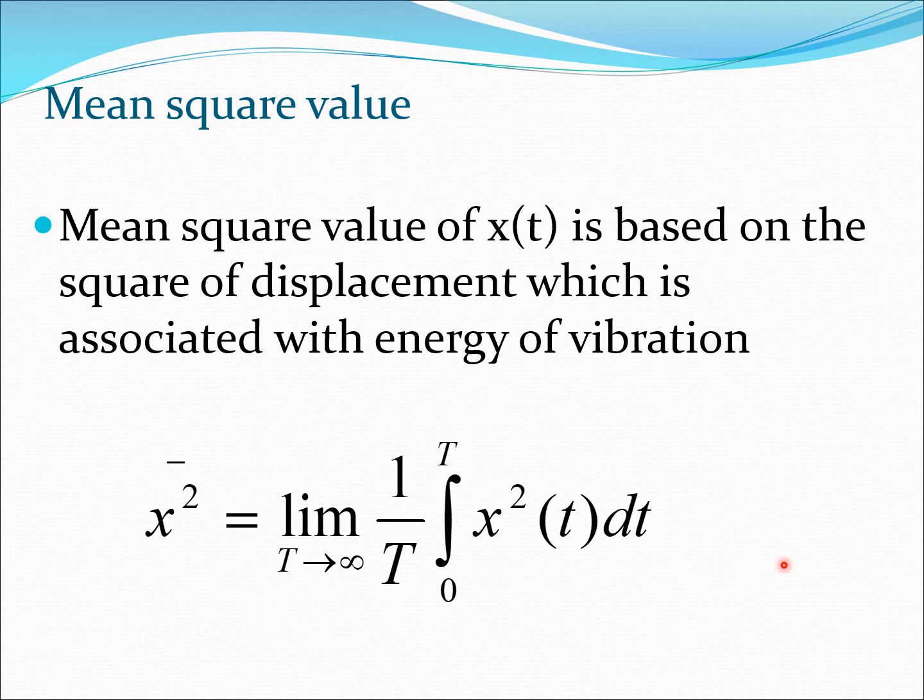Now in many situations we use a mean square value of x of t, and this mean square value is based on the square of the displacement. So you can see here x squared t dt being taken, again the same integral being used, 0 to T, 1 by T. So this particular measure is often useful because it is a mark of the energy of the vibration. So energy of the vibration is typically proportional to the square of the displacement.